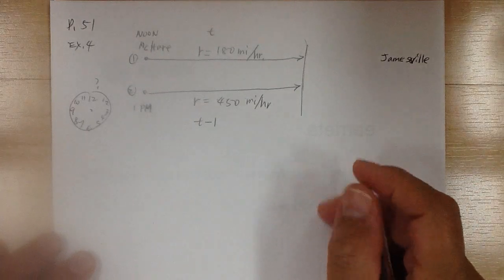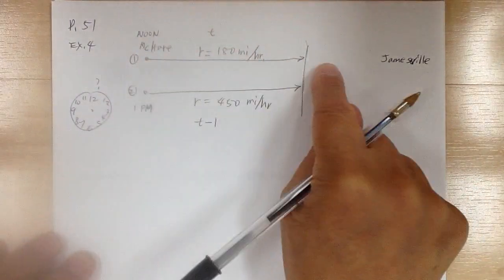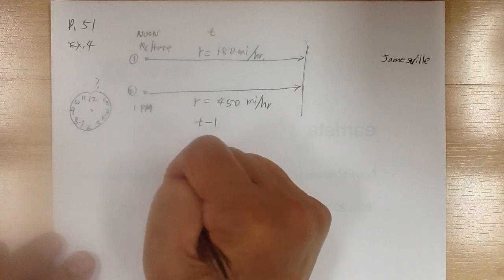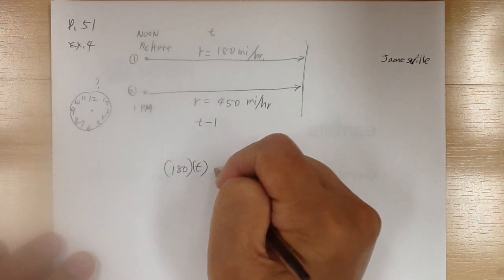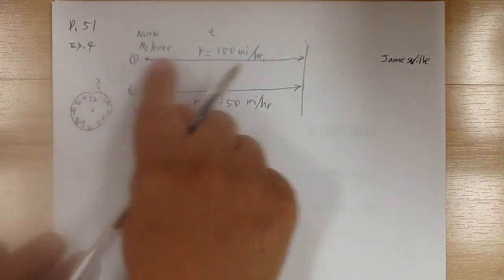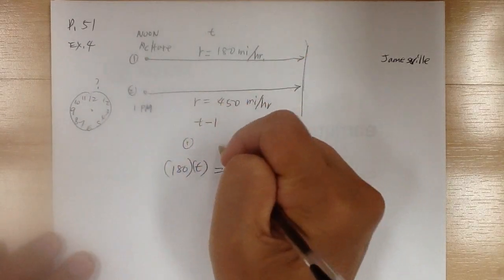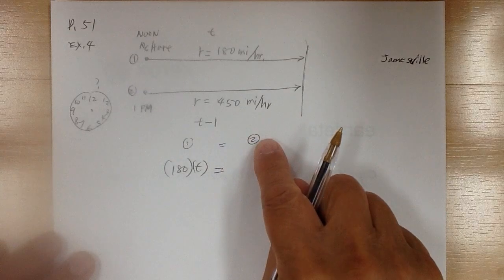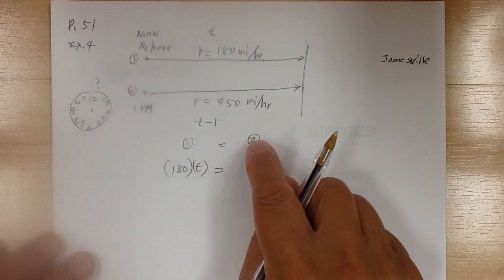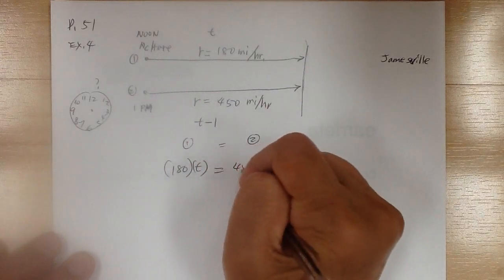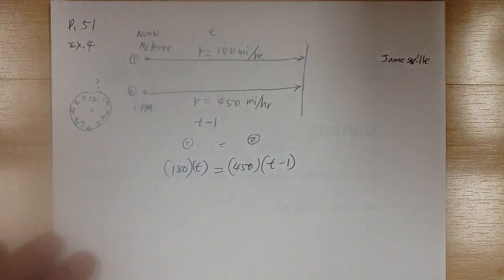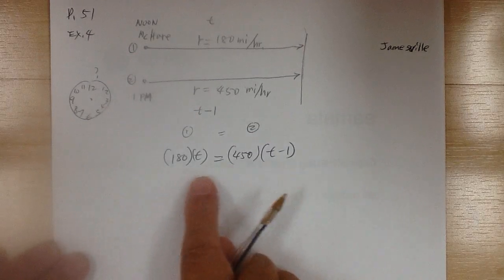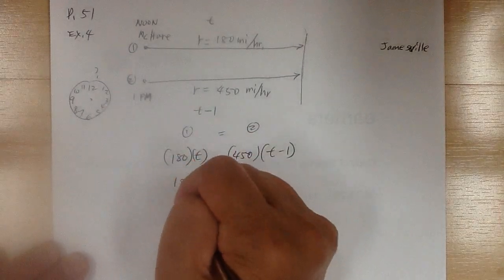Okay, so this is the distance. So the distance that this flew would be 180 miles per hour times time. Okay, so this is the distance for the first airplane. So this is the first one. Okay, and the second airplane tried to catch up with us, so the distance would be equal. And the distance would be 450 miles per hour times t minus 1. Okay, then from here you can go and solve, right? So let's go and work it out.